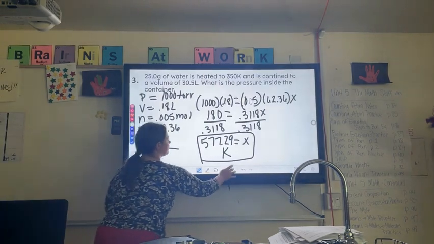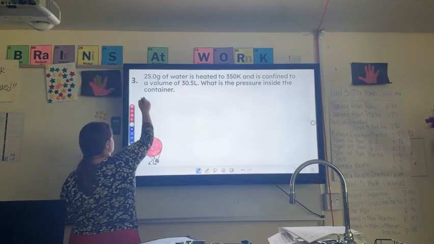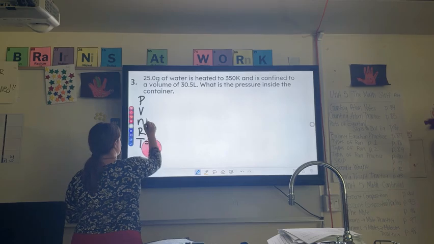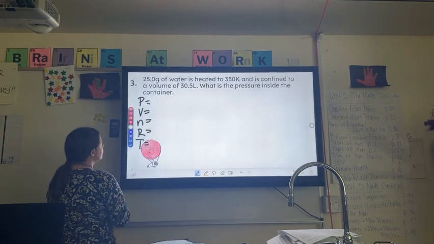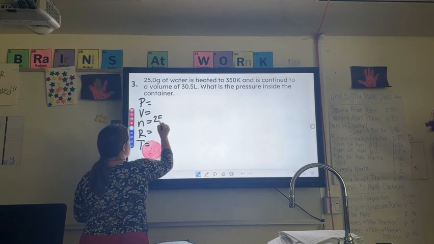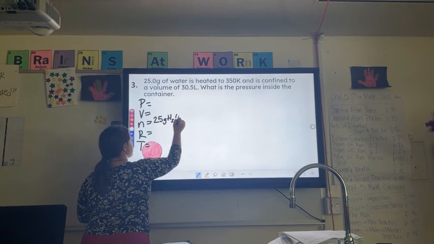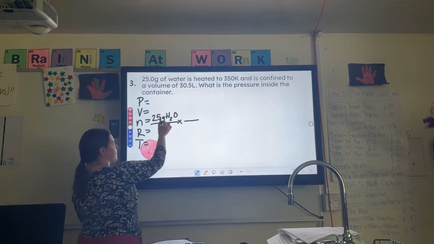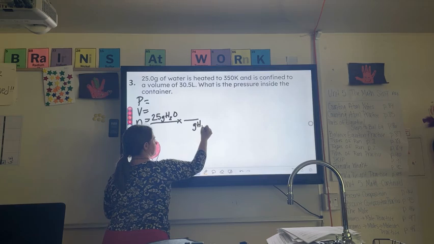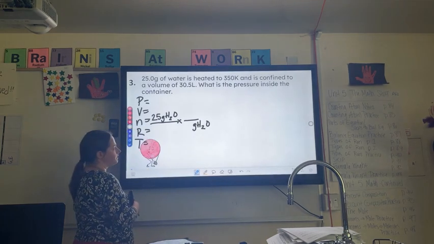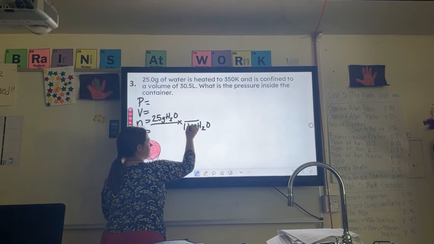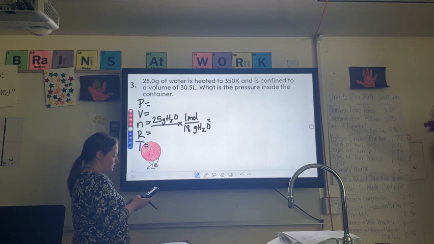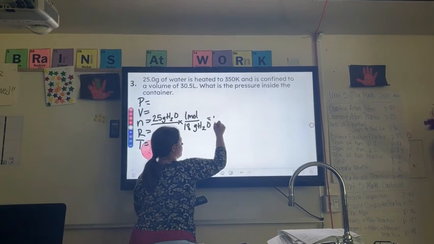Number 3. We know it's still ideal, so P, V, N, R, and T. We have 25 grams of water, okay? Except we don't want grams, we need moles. So we have to convert grams to moles. If you have grams at the top, you need grams at the bottom. If you look at the periodic table and get the molar mass of water, it is 18, and that's equal to 1 mole. So 25 divided by 18 is 1.4 moles.